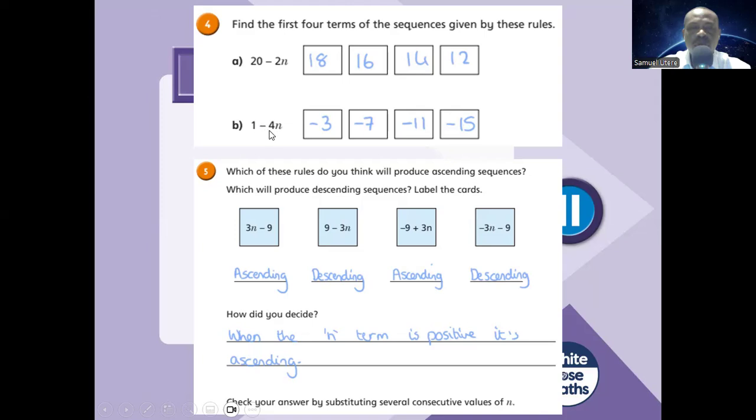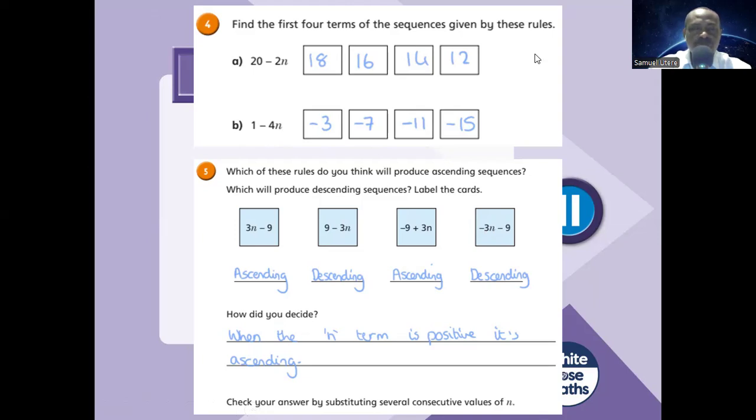Then this one is 1 minus 4 times 1 to get the first position. 4 times 1 is 4. So 1 minus 4 is negative 3. Then 1 minus 4 times 2. So 4 times 2 is 8. 1 minus 8 is negative 7. So on and so forth. That's how we generated that one.